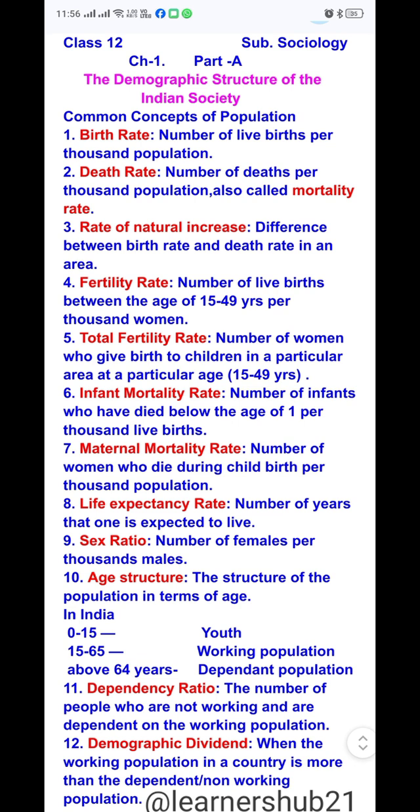Look at the last concept, number 12. When the working population in a country is more than the dependent or non-working population, at that time we call it a demographic dividend. I hope all of you get the idea of the concepts.